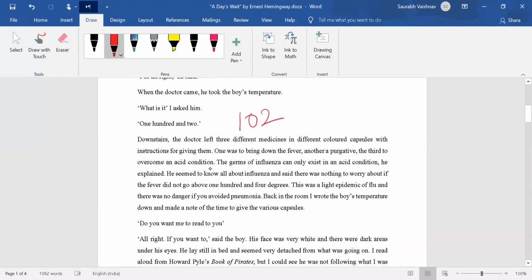Downstairs, the doctor left 3 different medicines in 3 different colored capsules with instructions for giving them.